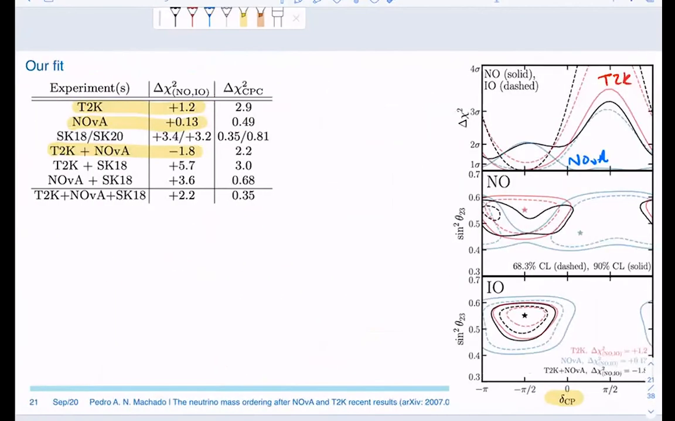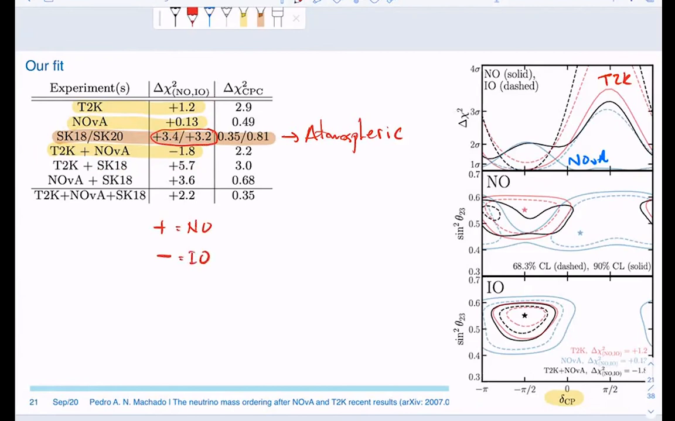All right, so what I was saying here is that individual experiments, T2K and NOVA, do prefer normal ordering, but the combination prefers inverted. And the other thing you can do is to add atmospheric neutrinos. So this is atmospheric neutrinos. And atmospheric neutrinos do have some preference for normal ordering, right? So a positive delta chi-square here means normal ordering, negative means inverted ordering.